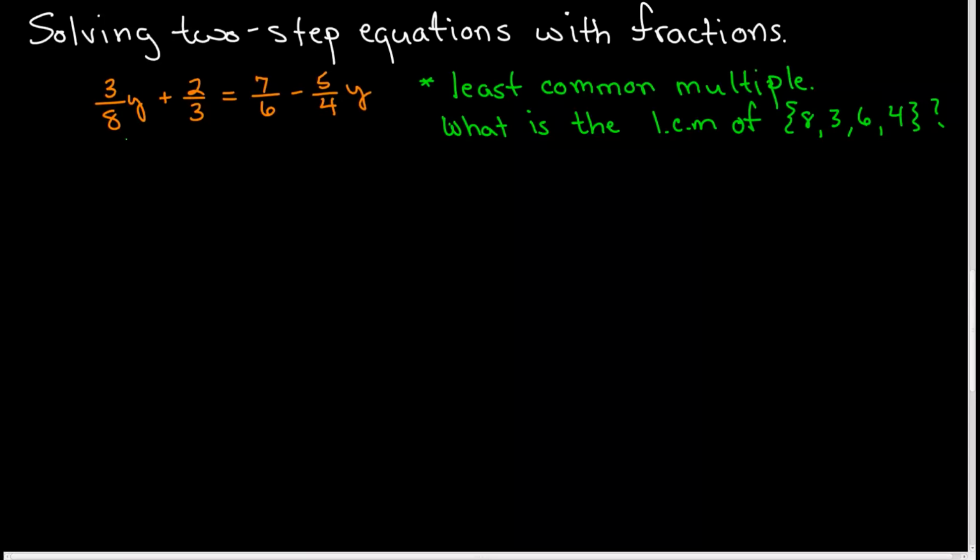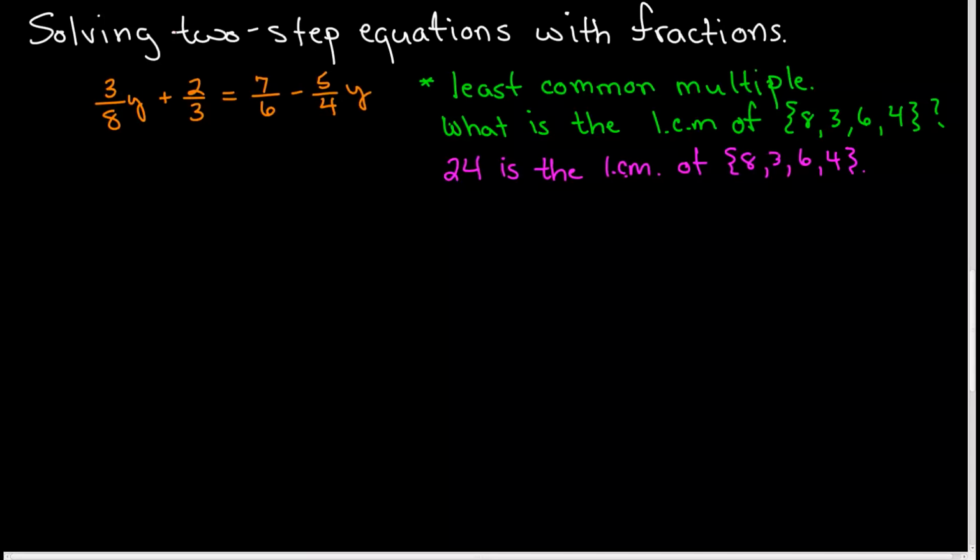Okay. What about 24? 8 will go into 24. 3 will go into 24. 6 will go into 24, and so will 4. So it looks like 24 is the least common multiple of these four numbers. Again, these are curly braces. This is just a set of numbers: 8, 3, 6, and 4.